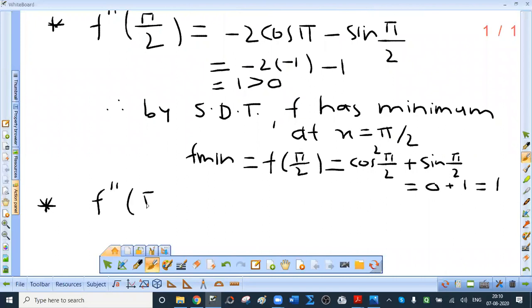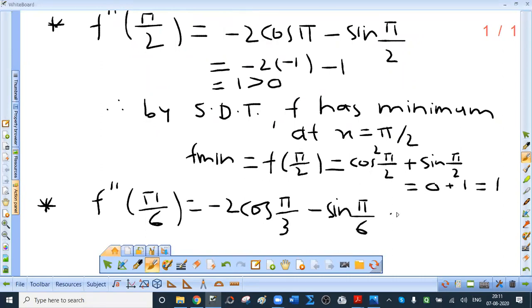So f double dash of pi by 6 is minus 2 cos 2 times pi by 6, minus sine pi by 6. What is cos pi by 3? Half. What is sine pi by 6? Half. So this is nothing but minus 3 by 2, less than 0. So by second derivative test, the function has maximum at which point? X equal to pi by 6.